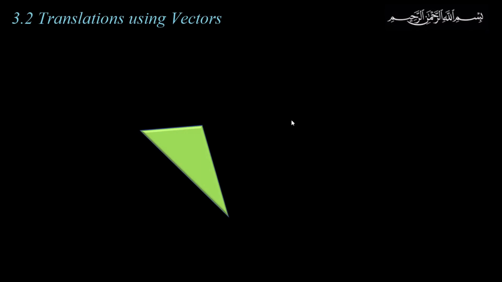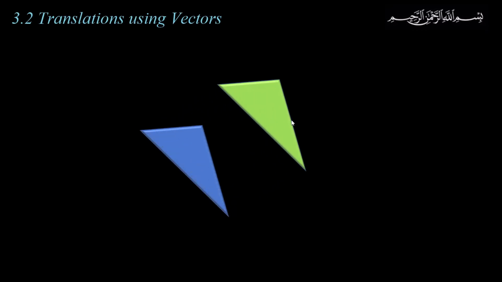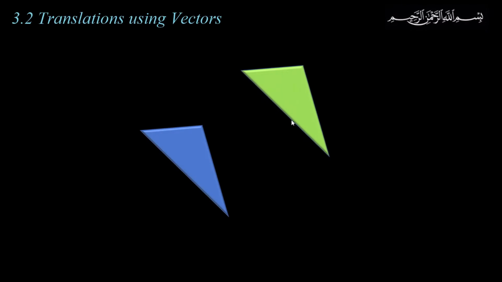So here I have a triangle, and I'm going to translate it. That is, I'm going to slide it like thus. There it is. So I've taken the triangle and I've moved it in this particular direction, and that's called a translation, or a slide, or a glide. So taking an object and moving it in any specific direction is called a translation.